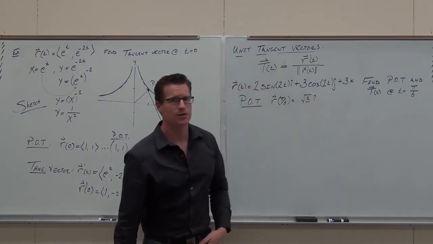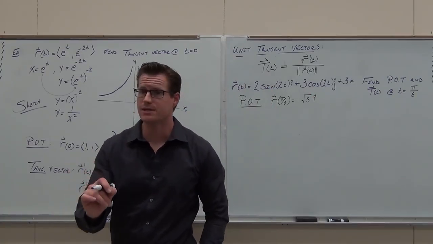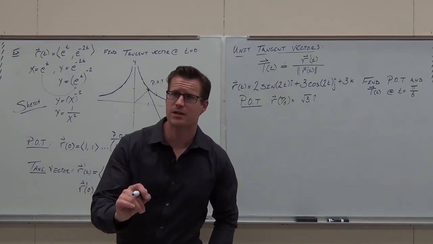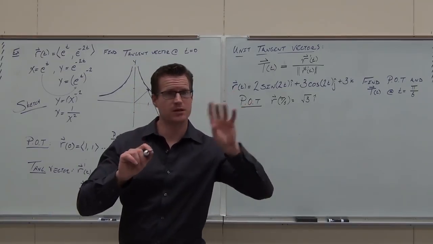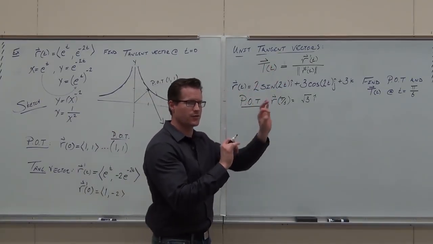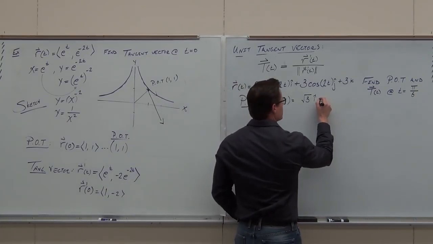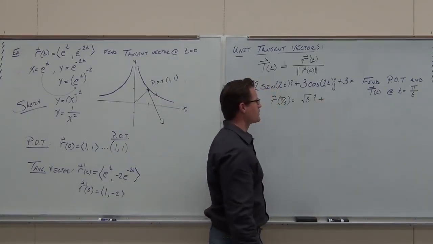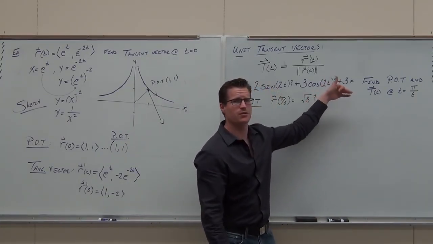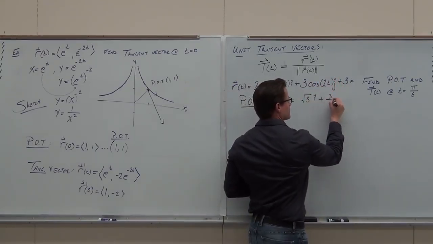Now we have IJK notation. You can switch it. I don't care. All I care about is that you find the point of tangency. Listen, folks, the point is not a vector. The vector gives you the point, but the point is not a vector. The terminal point of that vector is the point of tangency. So IJK, whatever, it doesn't matter. Plus pi over 6, so 2 times pi over 6 is pi over 3. Cosine of pi over 3, that's the 1/2. 3 times 1/2 is 3/2.